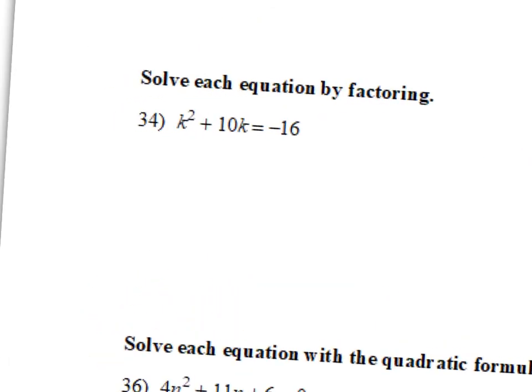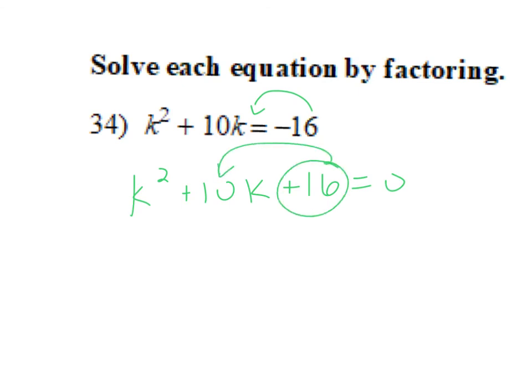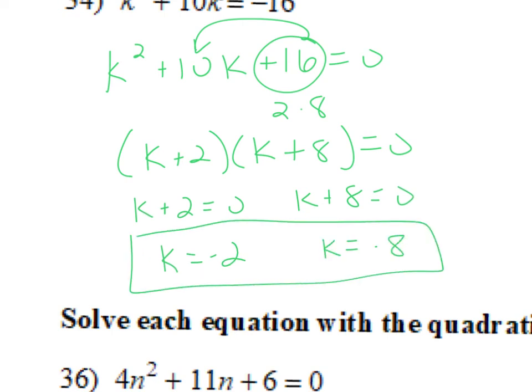Okay, this one says solve by factoring. So we need to go ahead and set equal to 0. So I'm going to go ahead and bring that 16 over and get k squared plus 10k plus 16 equals 0. So now I'm finding factors of 16 that get us 10, right? Factors of 16 that get us 10 would be like 2 and 8. So I'm going to get k plus 2, k plus 8 equals 0. And now set each factor equal to 0 and solve. So I end up with k equals negative 2 and k equals negative 8 for my final answers.